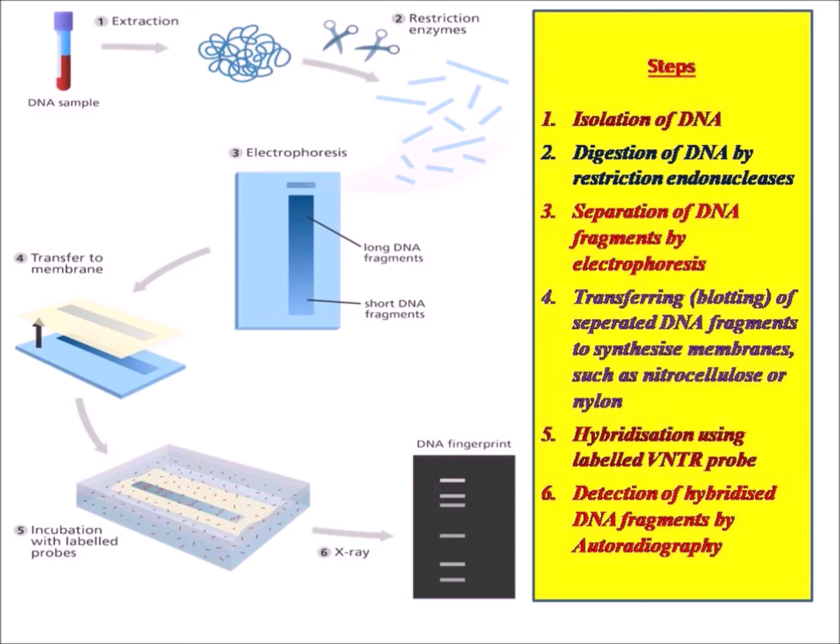After the hybridization with the radioactive probe, the X-ray film is developed from the Southern blot, and only the area where the radioactive probe binds will show up on the film. Now these bands, when compared with the other samples, will give the final result of the DNA fingerprinting. In short, the 6 steps are given on the right side of the figure.